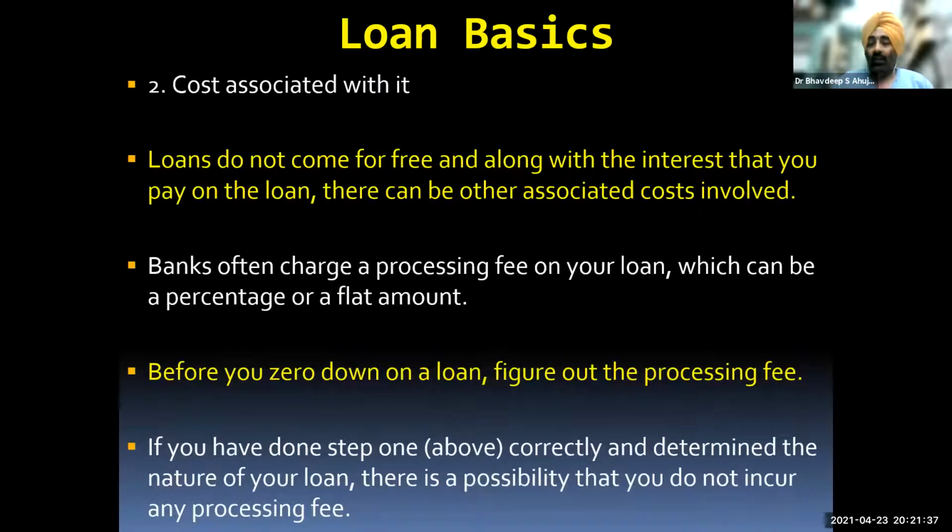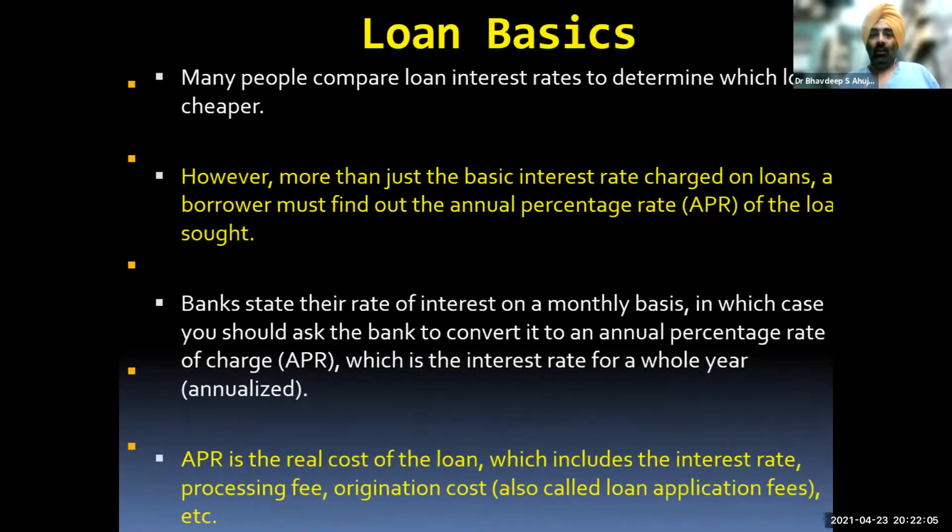So here comes the point: the cost associated with it. We always see the interest part. We never see the total APR along with it. The APR is what is actually important to us, because loans are not free. Banks will charge a processing fee, sometimes an application fee. So there are a host of other factors as well. I'll show you the list in various images which are attached.